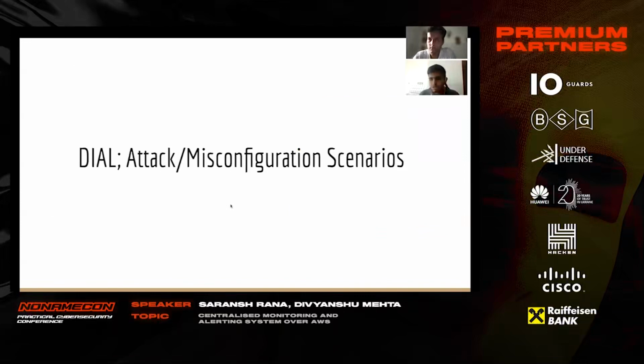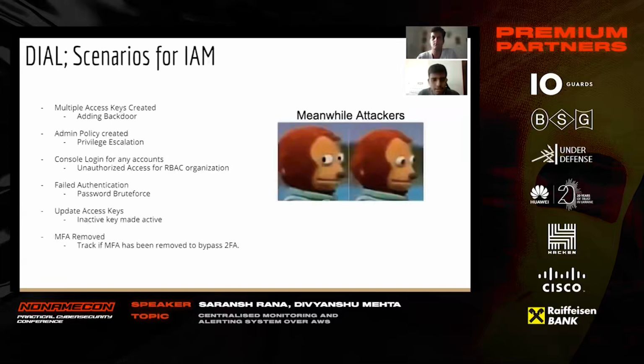Now let's talk about some of the attacks or misconfiguration scenarios which Dial can support and how Dial will help your organization detect them. Very first, we are talking about IAM. IAM is basically an access control service in AWS, which allows an administrator to give very granular access to any user. This should be highly monitored because it is like the keys to the kingdom.